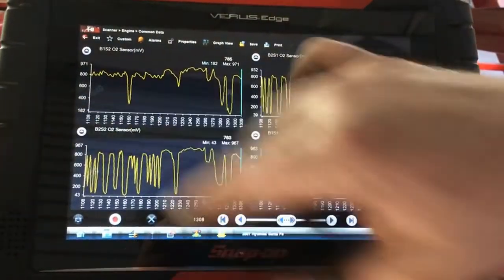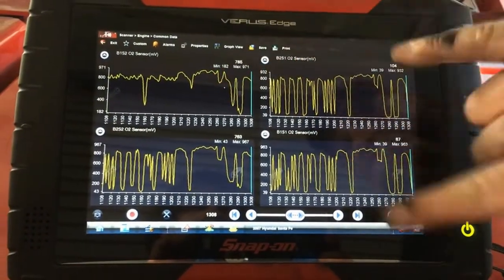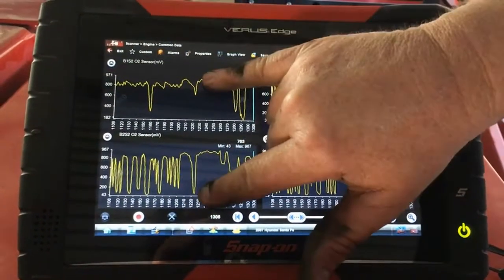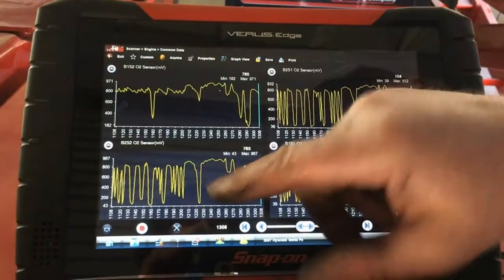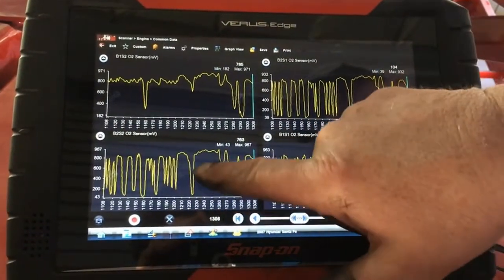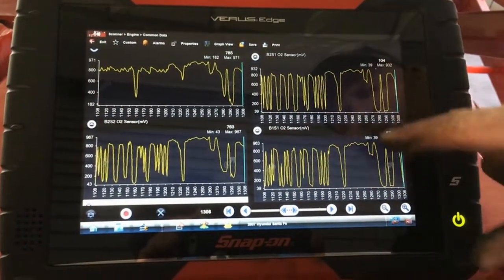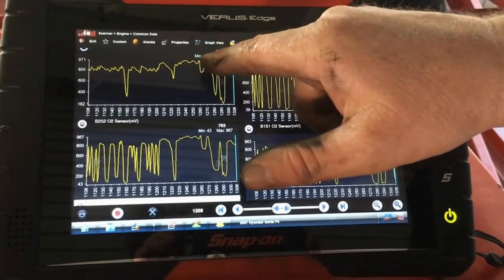So these two are connected and these two are connected. These two are the top air fuel ratio sensors. These two are after the catalytic converter. So what I did was I added the fuel. When I added the fuel, this went rich, this went rich, but this was already rich. See how it changed?